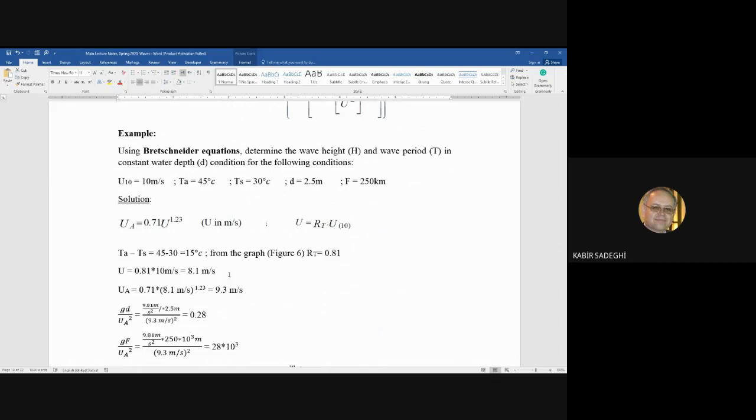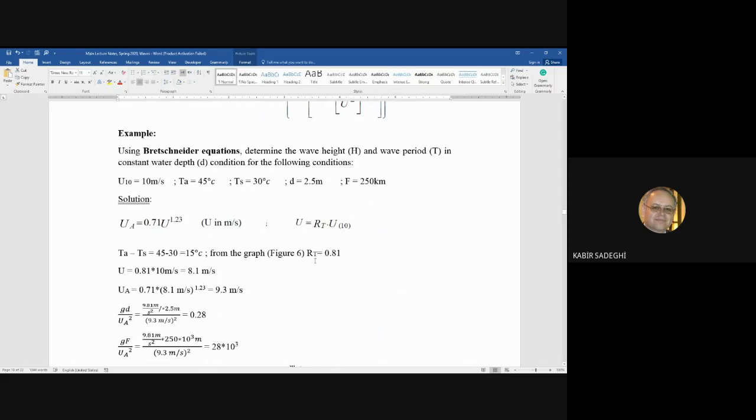The logic of these things: 45 may happen in summer, 30 for water in summer. It's a little high, but we can go to 26 at least. We have North Cyprus, in Cyprus. Therefore, water depth is very shallow water. It's clear. And the fetch length is 250 kilometers. For example, it's about between Cyprus and Turkey. The minimum, I think, if I'm not mistaken, is 210 kilometers.